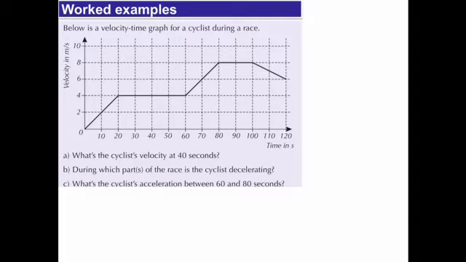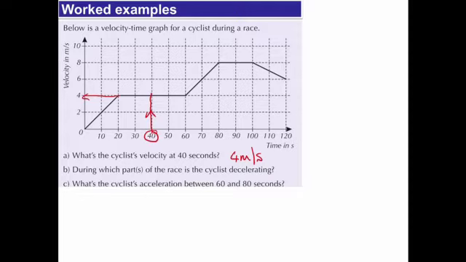Right, part A. What's the cyclist's velocity at 40 seconds? There we go. Find 40 seconds on the graph. Read up, read across. 4 meters per second.